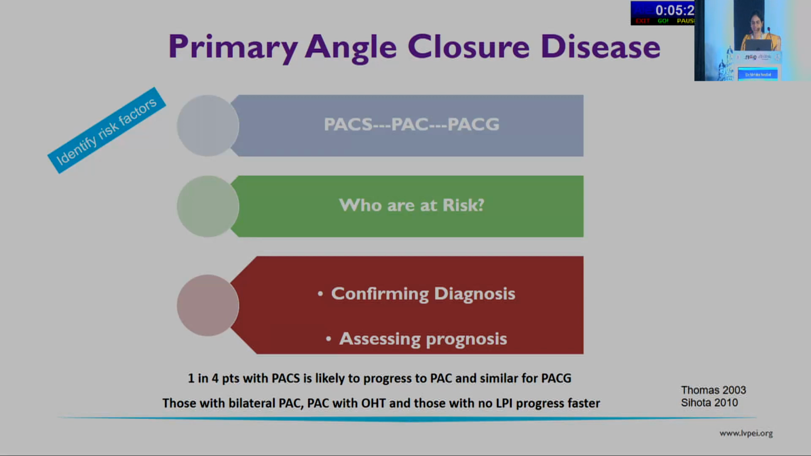So those that have bilateral primary angle closure, those that have a primary angle closure post PI but continue to have elevated intraocular pressure, and those where the PI was not done in a primary angle closure, all of these are high risk. So PAC post PI but with elevated IOP, and those who did not have a PI are the ones who are going to progress faster. So I think it's extremely critical for us to identify these risk factors, and they need to be treated.